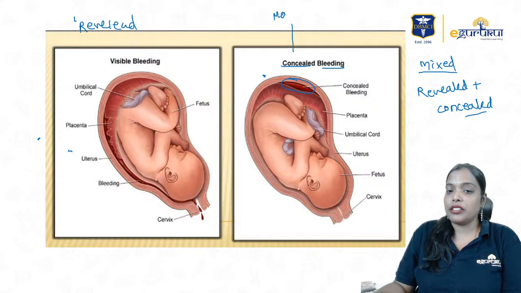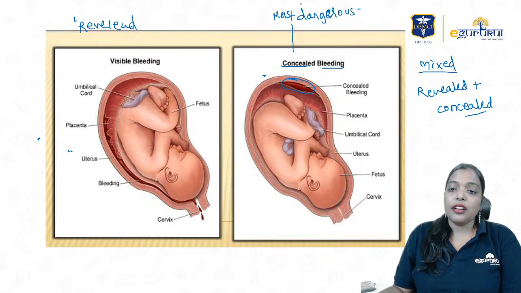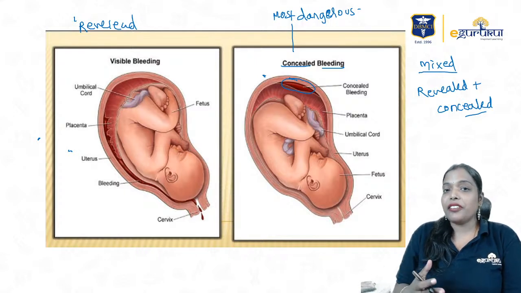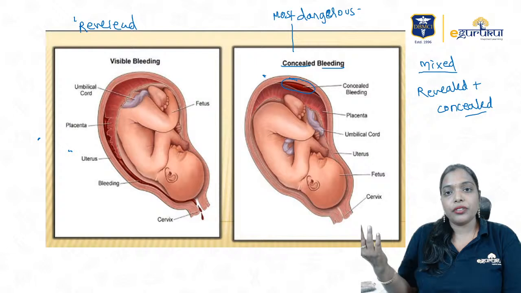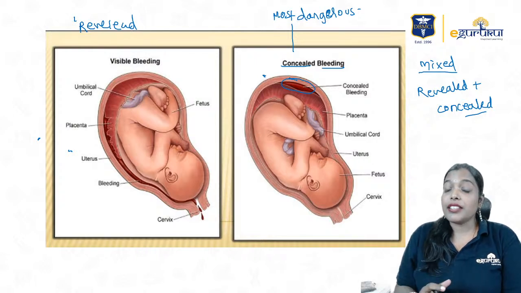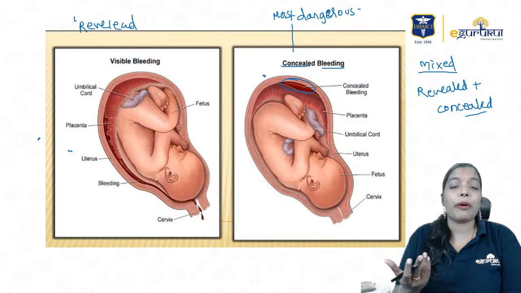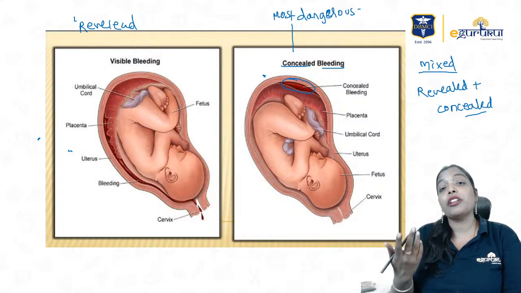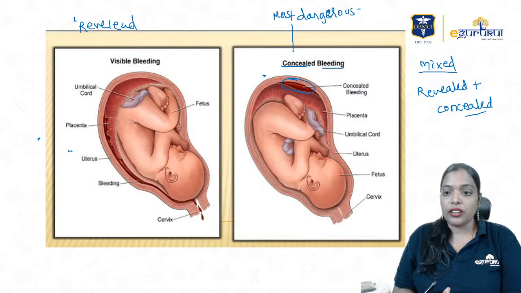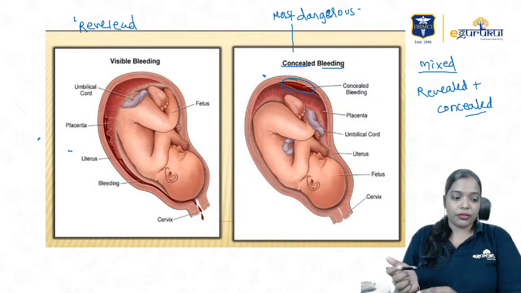Concealed is the most dangerous. In revealed, the pallor will be in proportion to the bleeding. In concealed, pallor will be out of proportion to bleeding because there is no visible bleeding but severe pallor. And the uterus will be larger than the period of amenorrhea in concealed. Mixed is a combination, right?